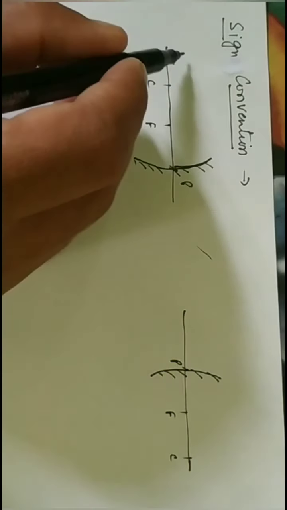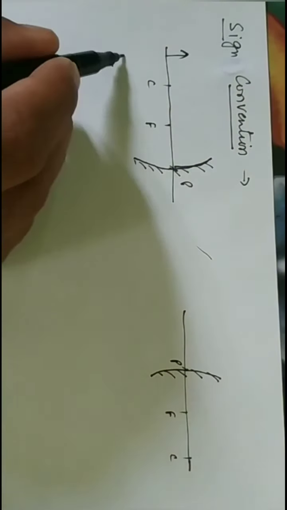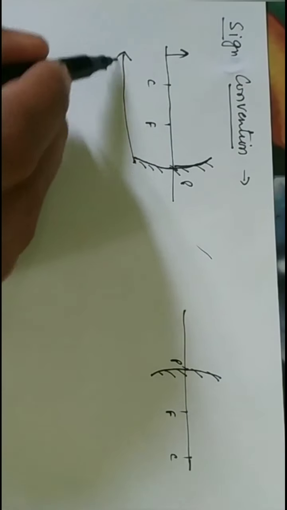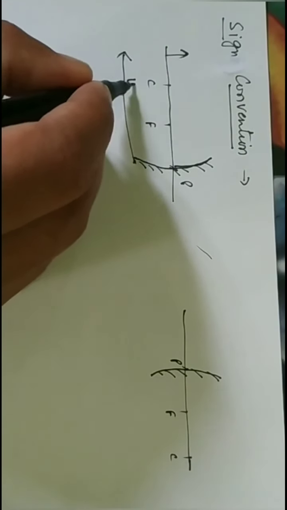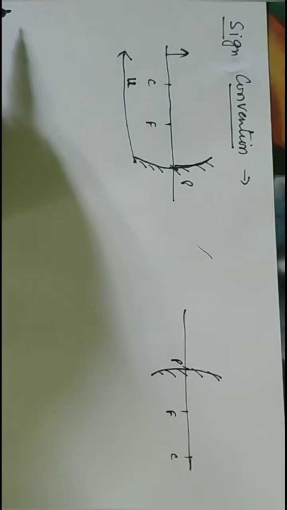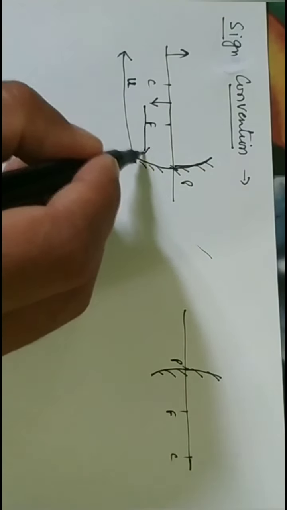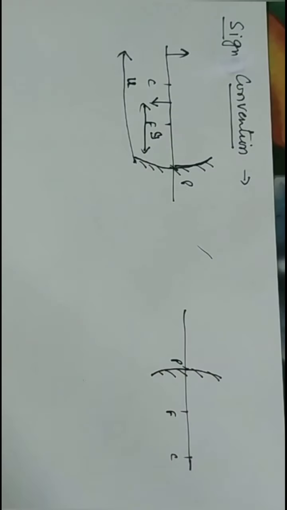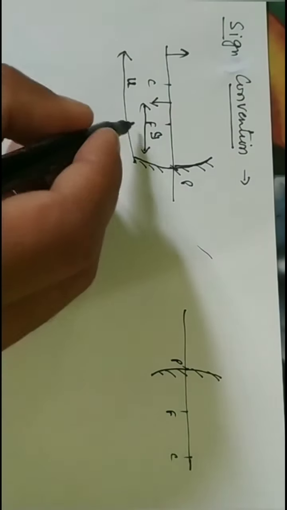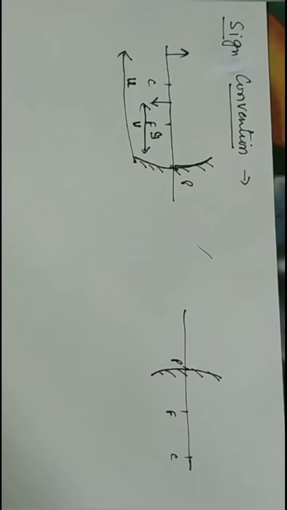So here suppose my object is here. The distance of this object is known as the object distance. It is represented by u, and the image is formed here. This distance is known as the image distance. We generally represent it by v.